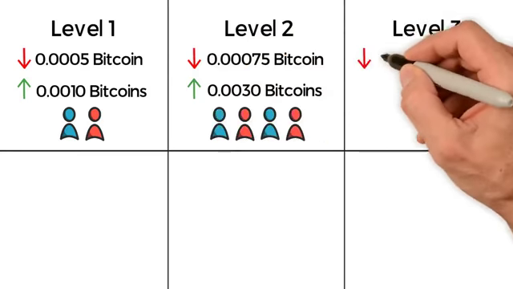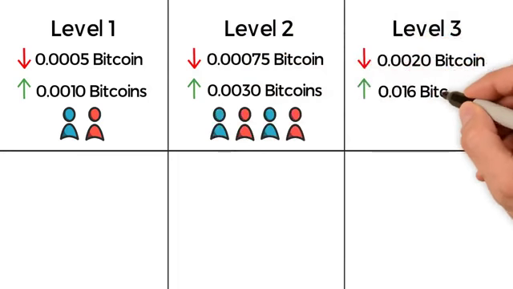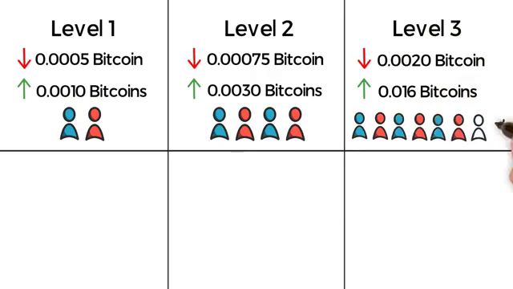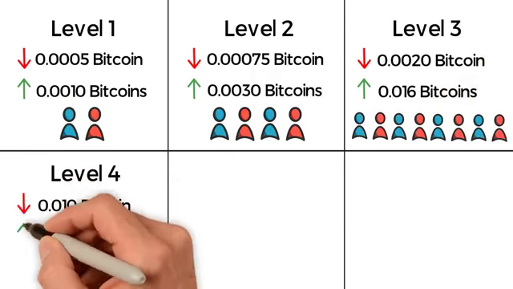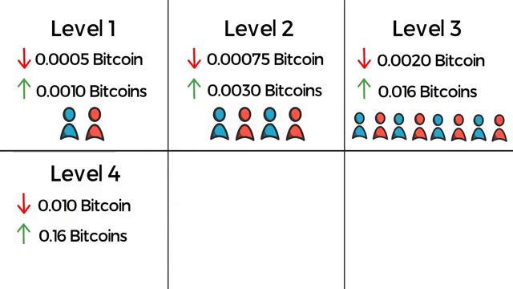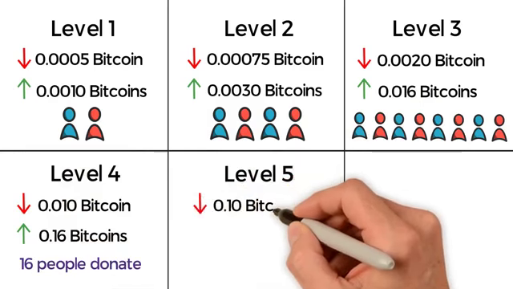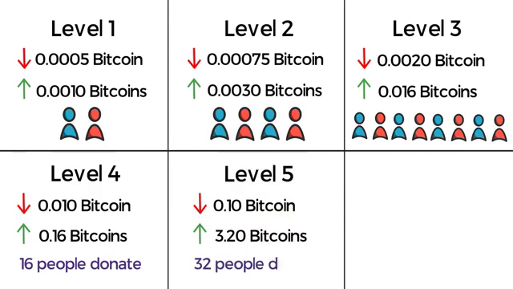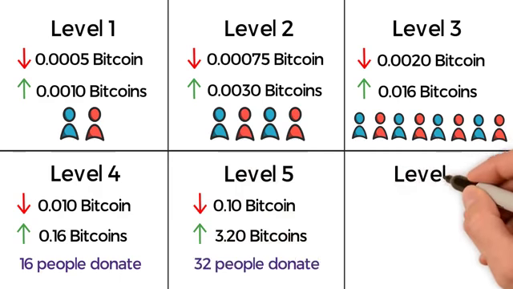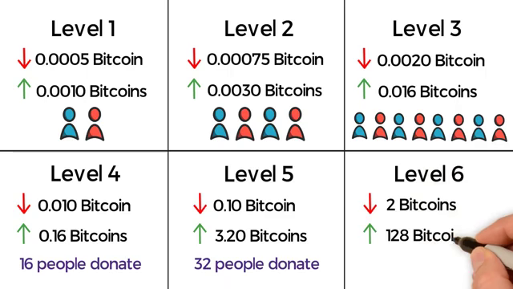In level 3, when you donate 0.0020 Bitcoin, you get 0.016 Bitcoins when eight people donate. In level 4, when you donate 0.010 Bitcoin, you get 0.16 Bitcoins when 16 people donate. In level 5, when you donate 0.10 Bitcoin, you get 3.20 Bitcoins when 32 people donate. In level 6, when you donate 2 Bitcoins, you get 128 Bitcoins when 64 people donate.